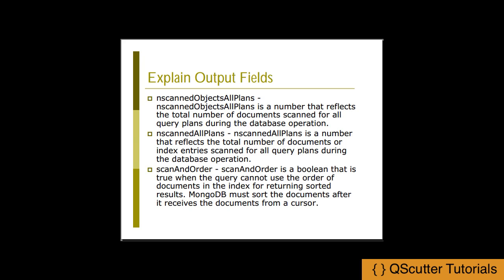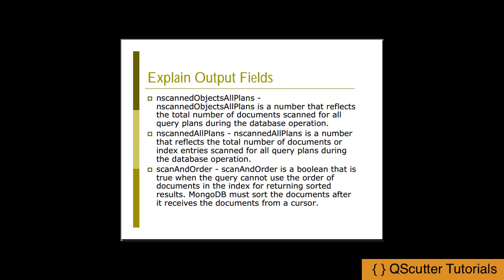nscannedObjectsAllPlans. nscannedObjectsAllPlans is a number that reflects the total number of documents scanned for all query plans during the database operation. nscannedAllPlans is a number that reflects the total number of documents or index entries scanned for all query plans during the database operation.